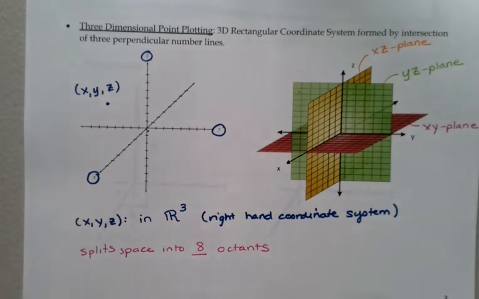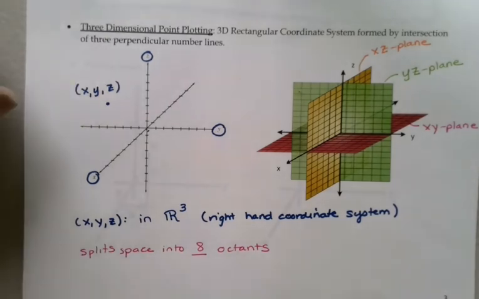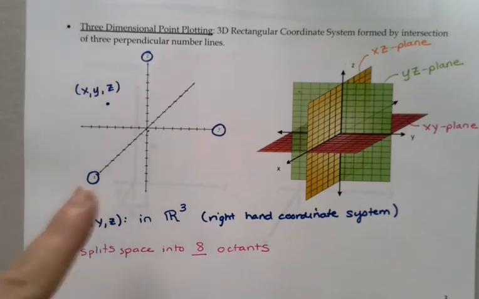Now I want to talk just a little bit more about this idea of extending patterns. Could we do 4-dimensional point plotting? Well, first of all, ask yourself what would be required. It took 2 perpendicular number lines to create 2 space. It took 3 perpendicular number lines to create 3 space. To create 4 space, I would have to have 4 perpendicular number lines.